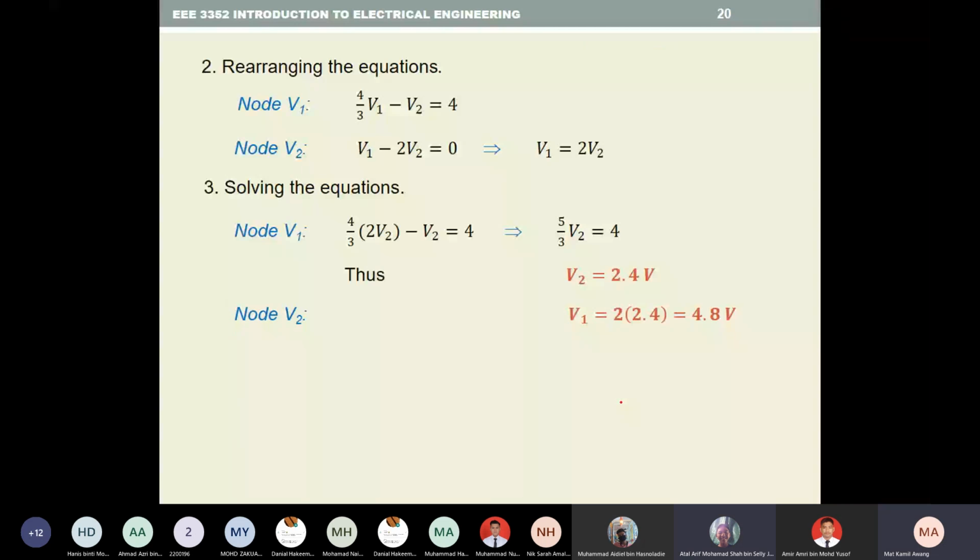So you rearrange the equation. So for node 1 you get 4 over 3 V1 minus V2 equal to 4. And node 2, you get V1 minus 2 V2 equal to 0. So from node 2, you get V1 equal to 2 V2. So this one you substitute into node 1. You get this, so 5 over 3 V2 equal to 4. Therefore, V2 is equal to 2.4 and V1 equal to 4.8 volts.